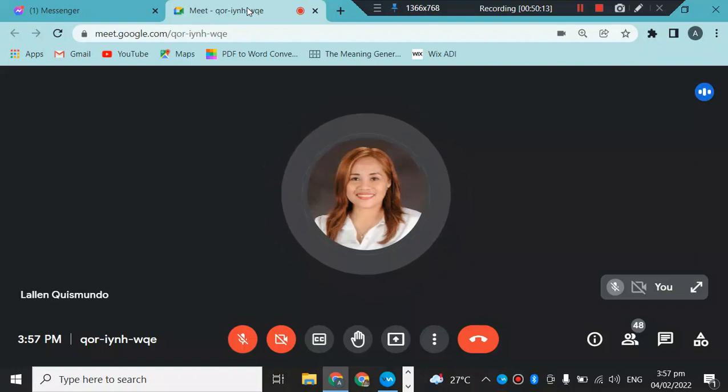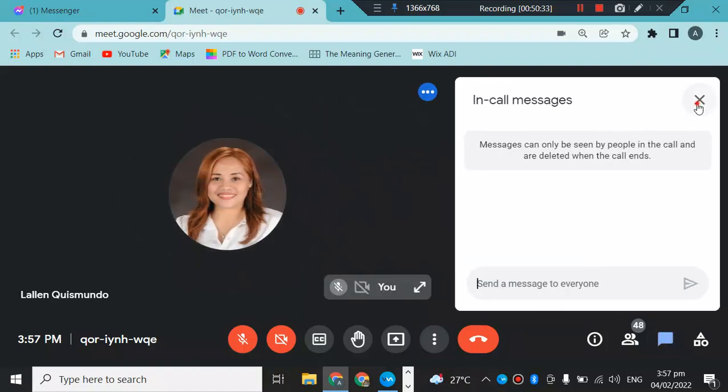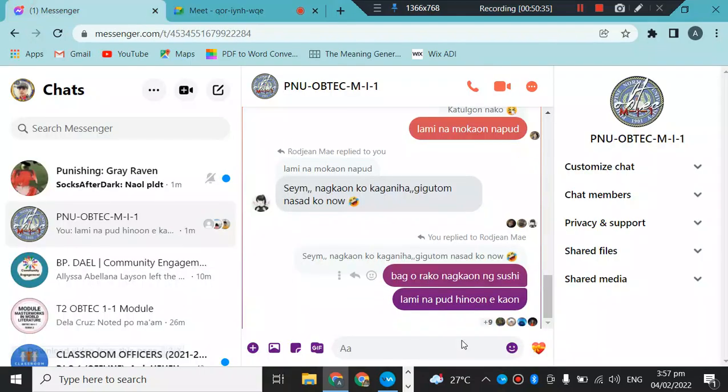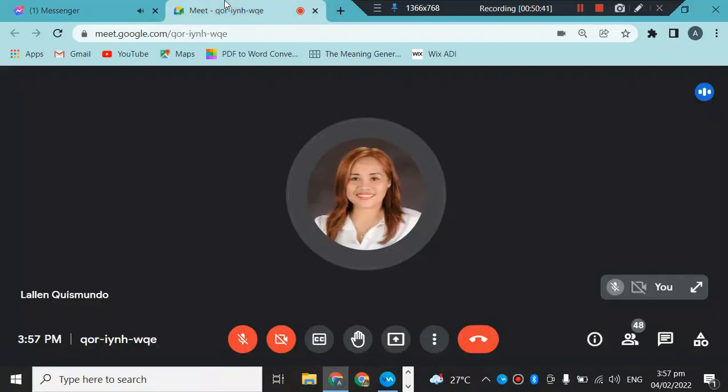Lucky tayo kasi may bahay tayong tinutulugan. Lucky tayo kasi meron tayong pagkain na kinakain araw-araw, di ba? Lucky tayo kasi may pamilya tayong nagmamahal sa atin. Lucky tayo because we are still alive. Kung i-compare natin ang ating sarili doon sa mga taong nasa ospital, doon sa mga taong nagsisitruggle para lang mabuhay, we are very lucky na andito tayo ngayon. Nag-attend tayo sa online class natin, di ba?